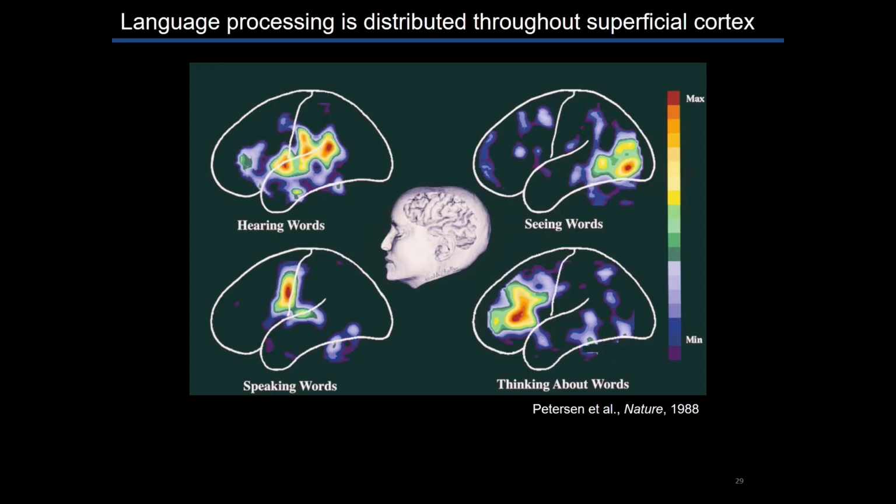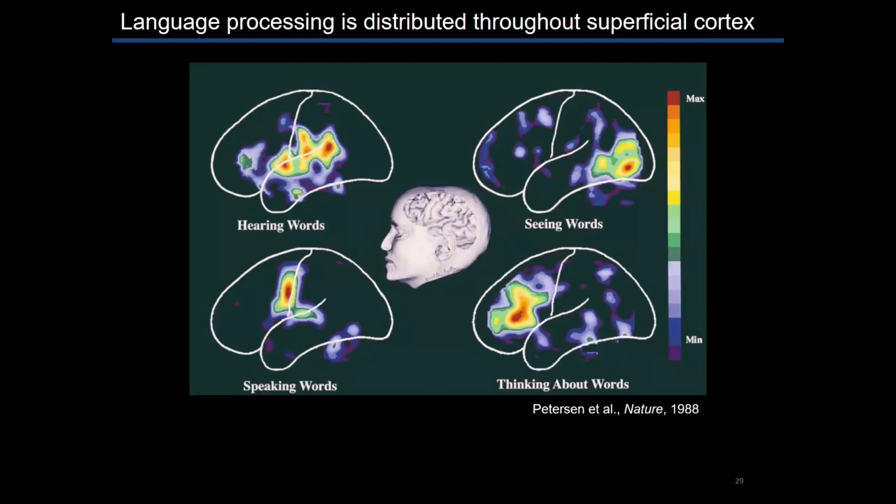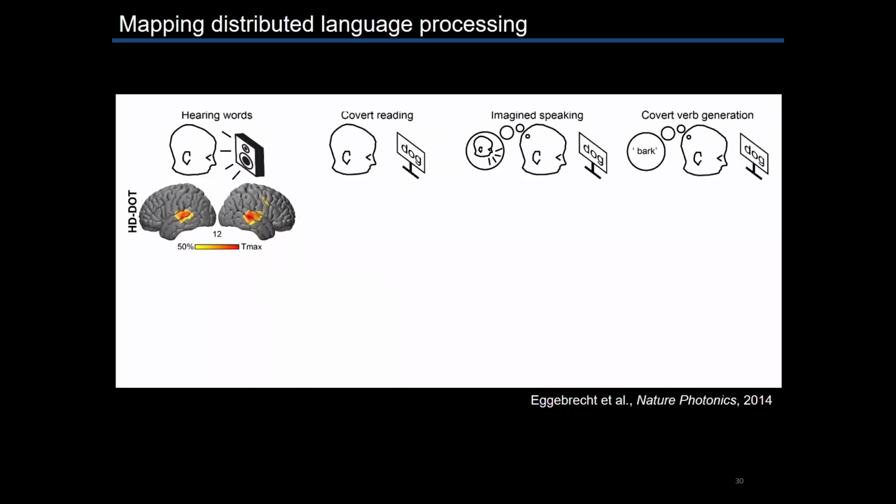The next level of validation we turned to was language processing distributed throughout the superficial cortex. Our friend Steve Petersen et al. published this lovely paper using PET data, which was the first imaging representation of the hierarchical nature of language processing, with hearing words in auditory cortex, seeing words in visual cortex, speaking words in motor cortex, and thinking about generating words in left lateralized dorsolateral prefrontal cortex, classically Broca's area, even though we can all argue about whether or not that distinction makes sense now.